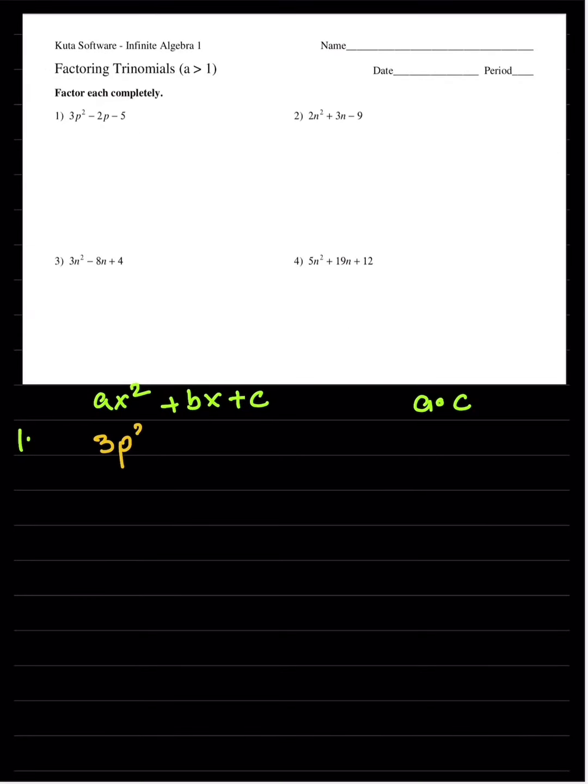Hey everyone, let's factor the trinomials. So I have a trinomial here where the value of a is greater than 1. I will go ahead and multiply my first and last term, which will give me negative 15.